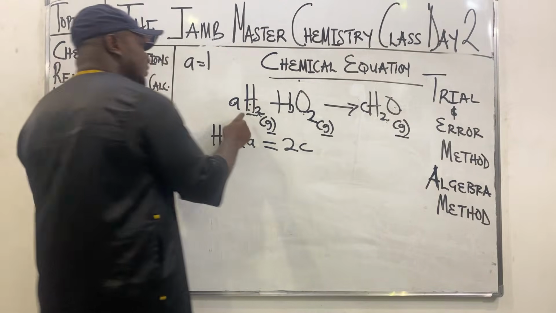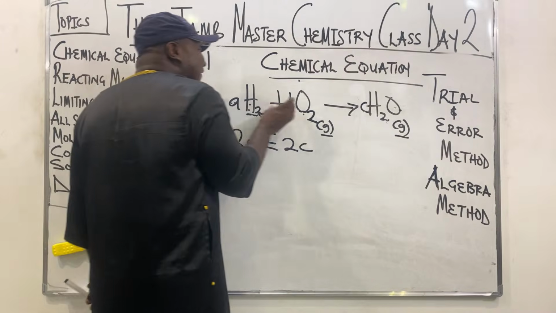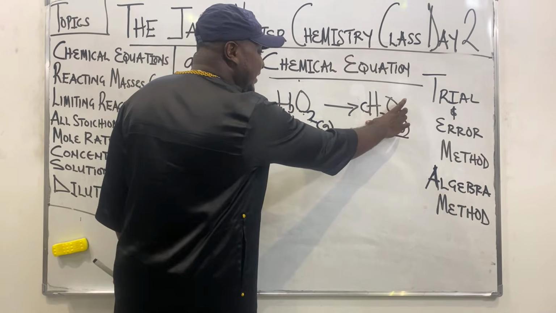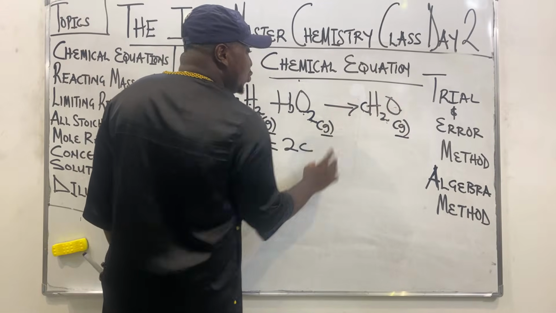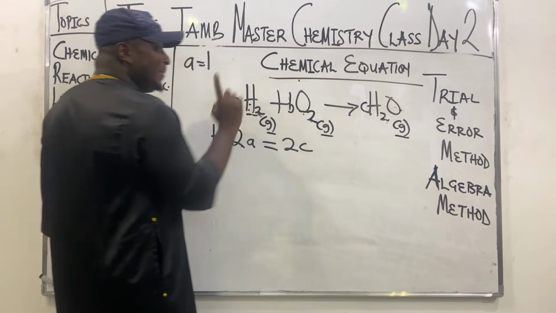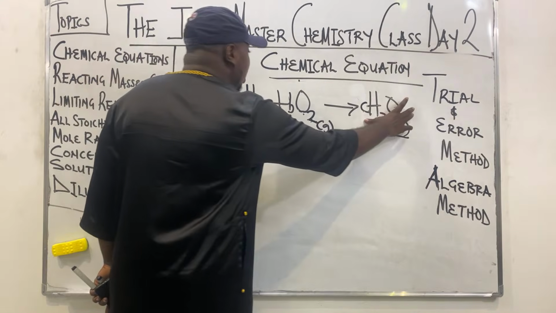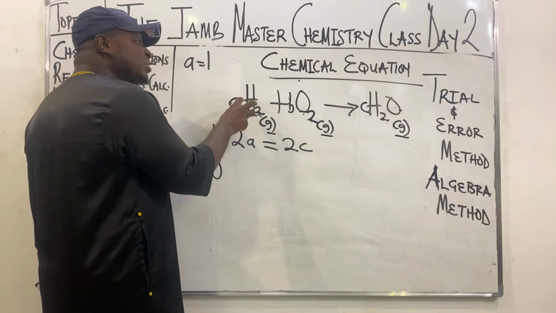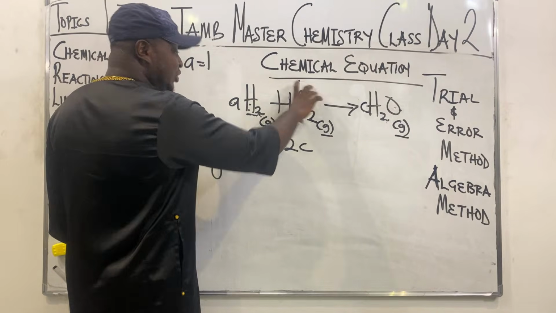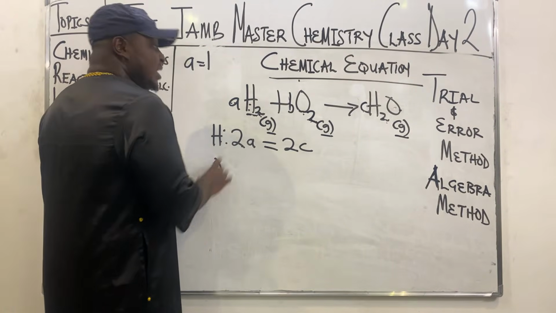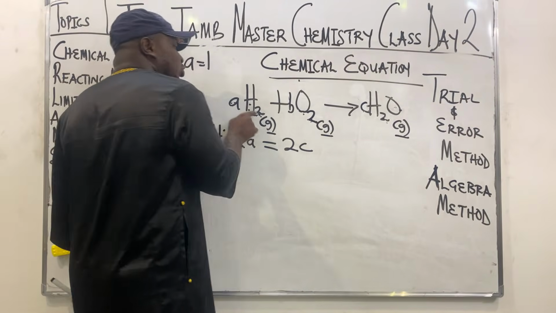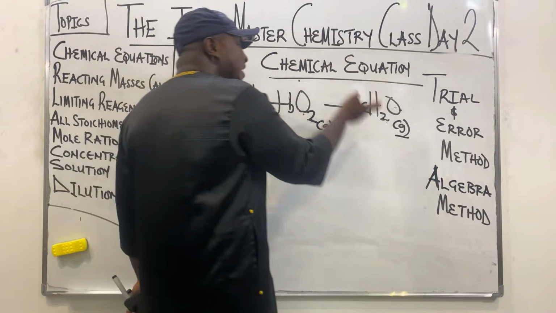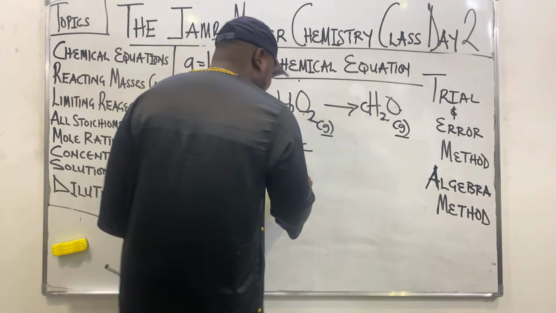Class, we have to form an equation for each atom of element in the reaction. Notice I did not form an equation for H2. H2 is not an element. It's a compound, a molecule. We don't form equations for molecules. When balancing a chemical equation, we are not trying to balance molecules, we are trying to balance atoms. There are only two elements present in this reaction, hydrogen and oxygen. Now I start with hydrogen. On the left hand side, hydrogen is 2 times A, 2A, equals, on the right hand side, hydrogen is 2 times C, 2C.